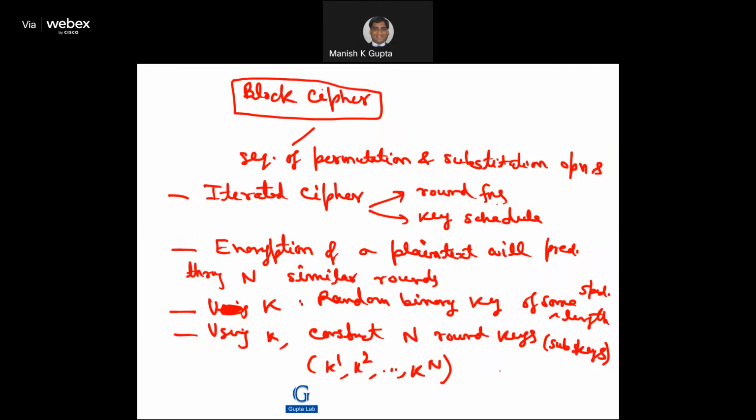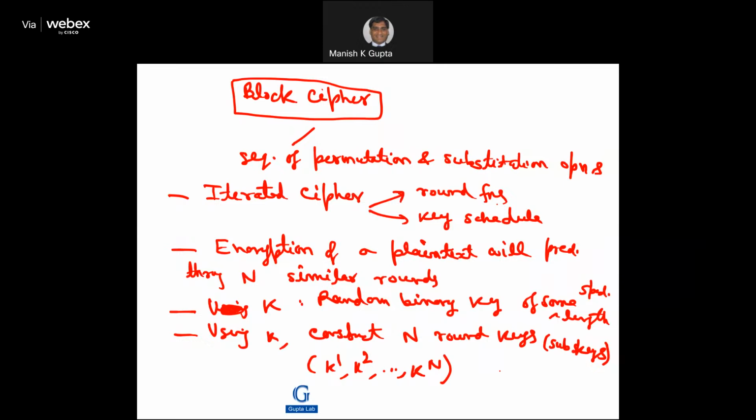Normally in this block cipher, we use a sequence of permutation and substitution operations. It's a kind of iterated cipher. There are a bunch of round functions, and in each round there is a key schedule, right? From a random key, we generate a key schedule. I'm going to show you one way of generating the key schedule. There are many ways, and depending on how complex a technique you use, you can come up with a much better system.